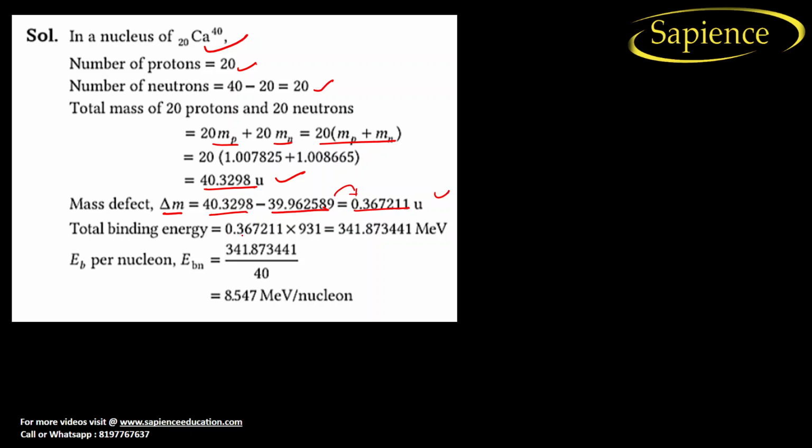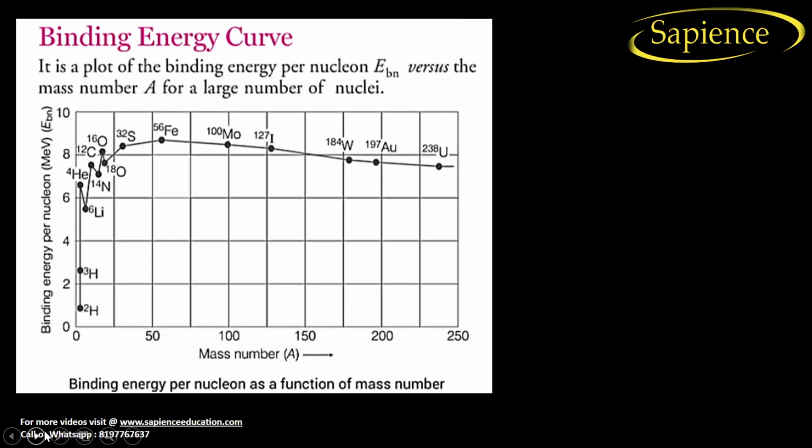Now the total energy will be this mass defect into 931, so this will be the binding energy in mega electron volts. For binding energy per nucleon, the number of nucleons is 40. So from here we will get binding energy per nucleon as 8.547 mega electron volt per nucleon. I hope you have understood this now.